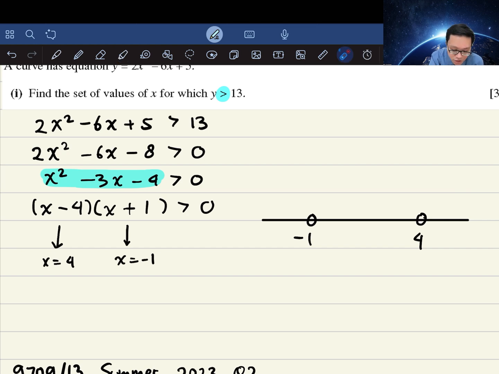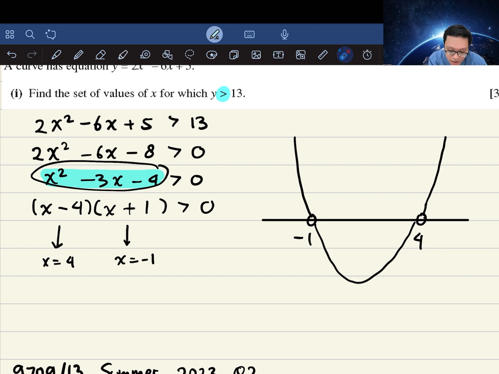Because the coefficient of x squared is positive, we draw the parabola facing up. Now, this quadratic has to be bigger than 0, so we take the part of the graph that is above 0. This is where y equals 0, which is the x-axis. So we take the part of the graph that is above the x-axis, or y equals 0, which is this one.